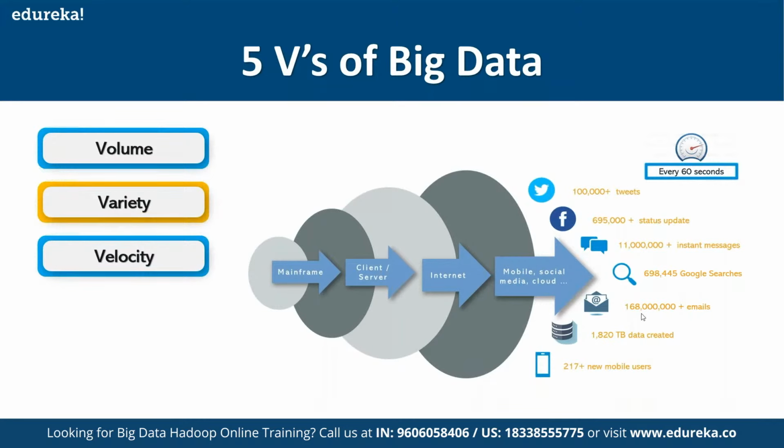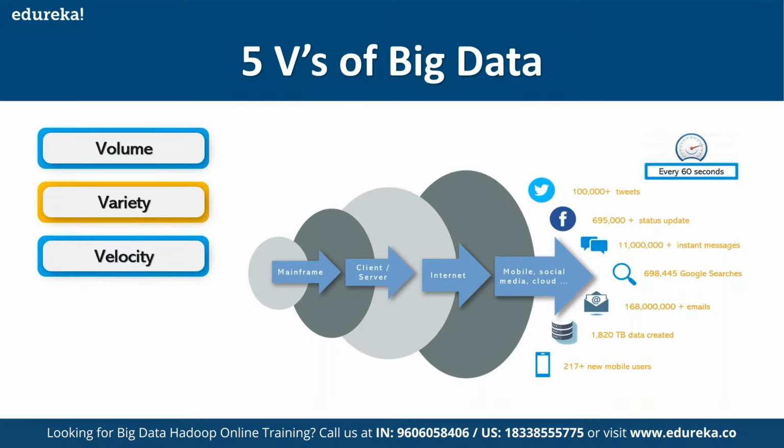And you can see similarly for all the others how many Google searches, emails, how many terabytes of data are created. You can see that in 1 minute there are 217 plus new mobile users. So you can categorize it into the different options based on their usage. So this is social media alone. But when they have to store the data, imagine how much data is getting populated.